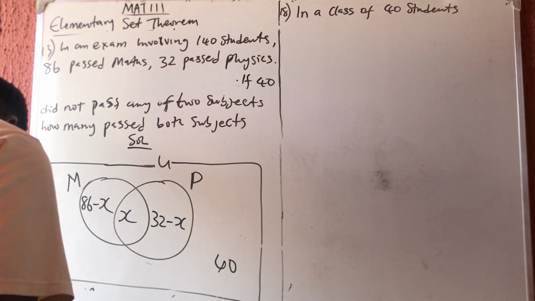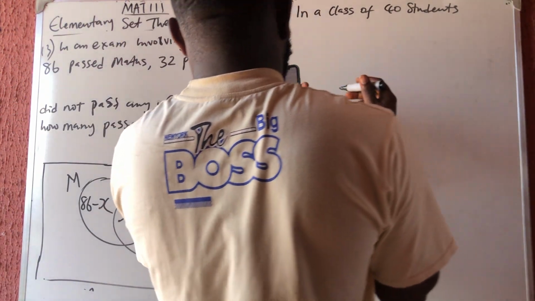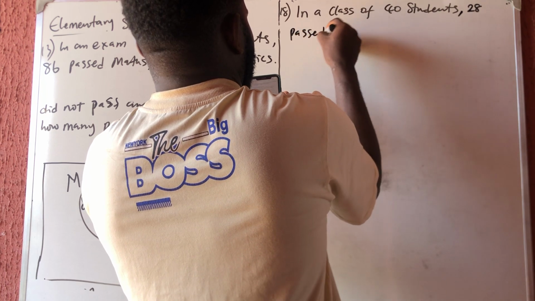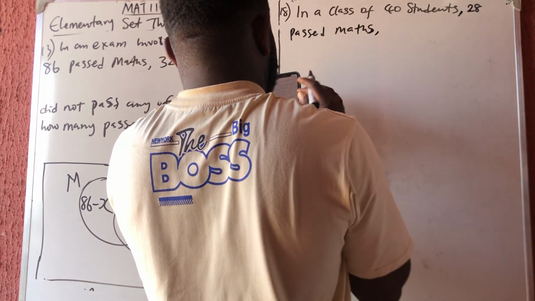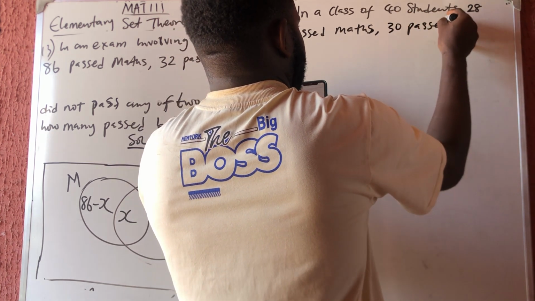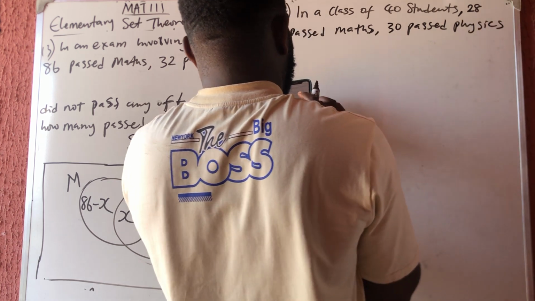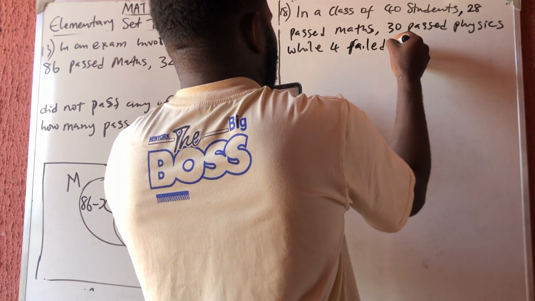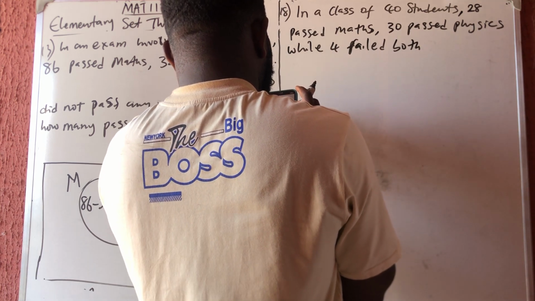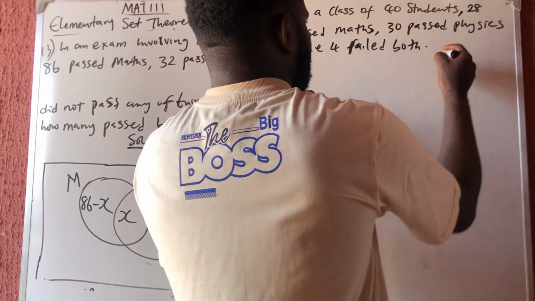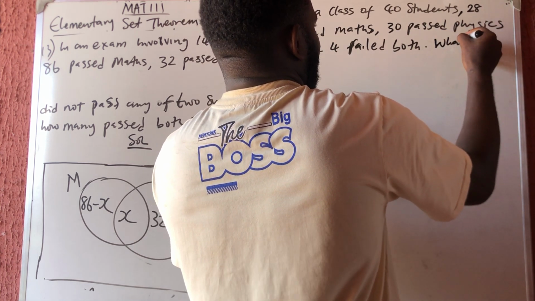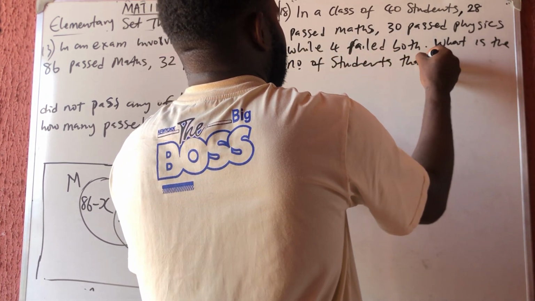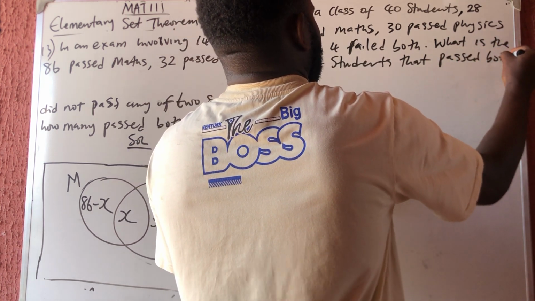In a class of 40 students, 28 passed maths, 30 passed physics, while 4 failed both. Then what is the number of students that passed both?